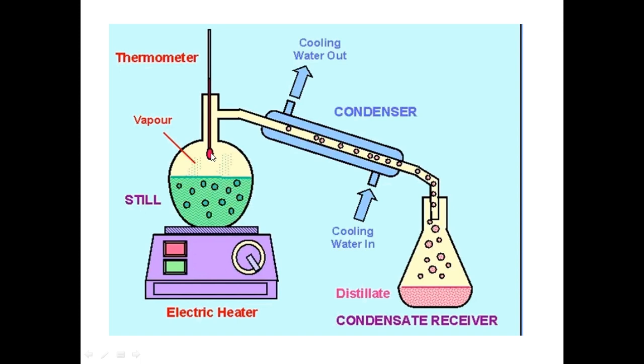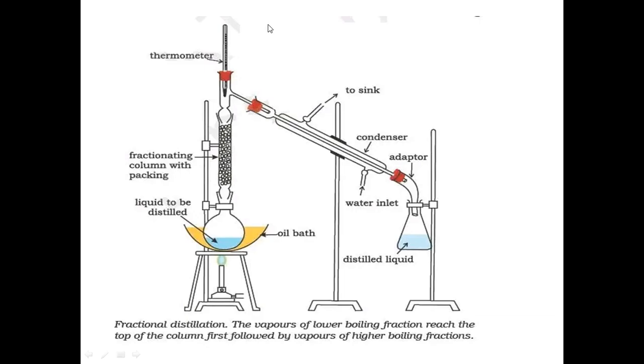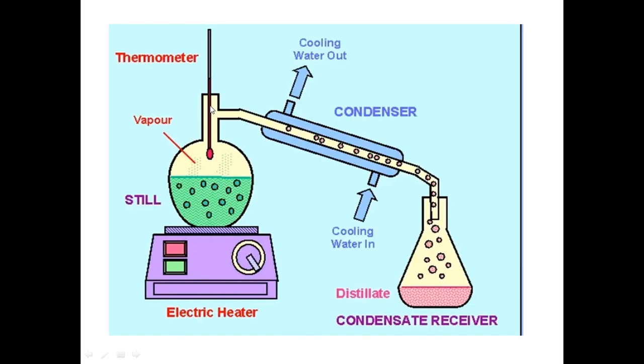Immersed in the flask is a thermometer that measures the temperature at which the liquid component evaporates from the entire mixture. Most setups have the thermometer connected to the flask by a cork. This is a cork. The thermometer is connected to the flask by a cork in most setups.